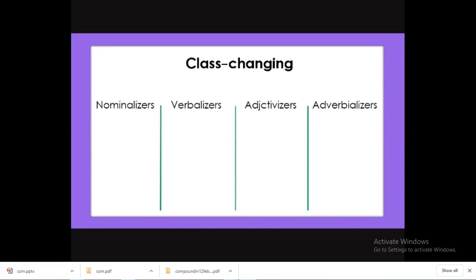We can get nouns out of verbs and adjectives. We can get verbs out of nouns and adjectives. We can get adjectives out of nouns and verbs. And we can get adverbs out of nouns and adjectives.